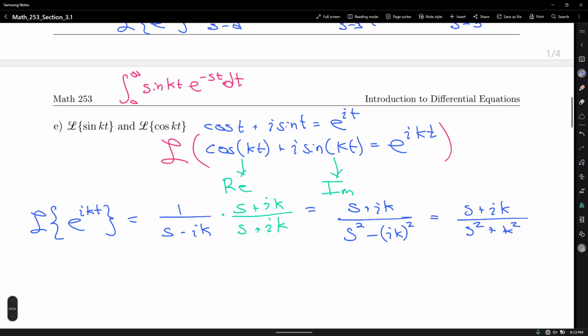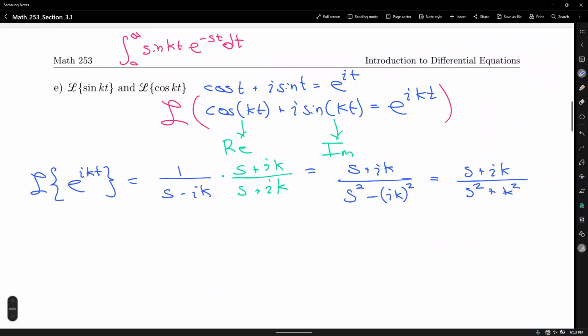And I'm going to split these into real plus i imaginary parts. So this is s over s squared plus k squared plus i times k over s squared plus k squared. This is the real part. This is the transform of cosine.